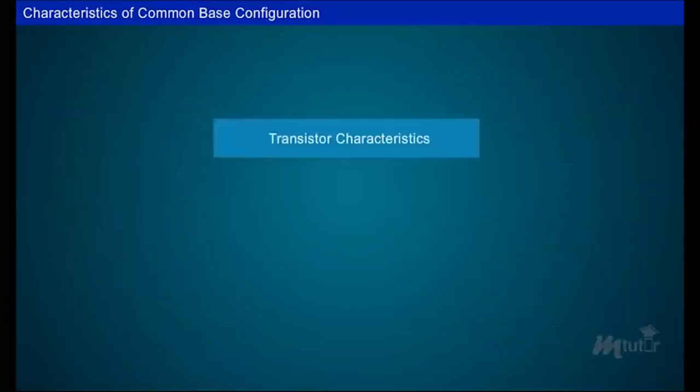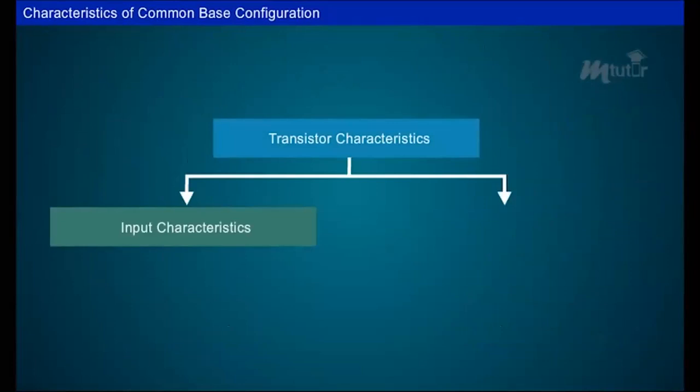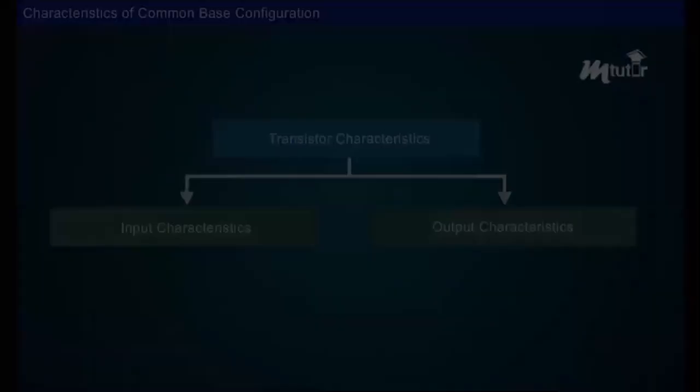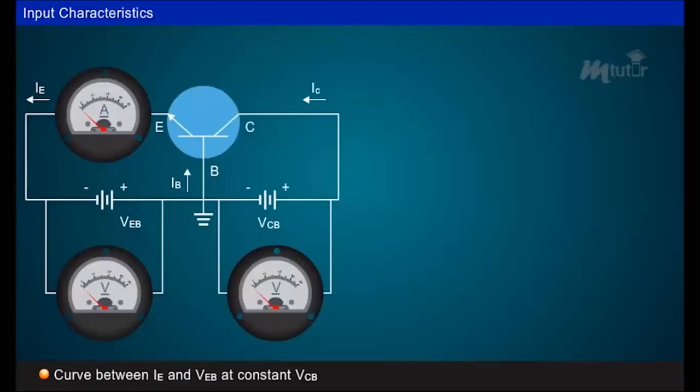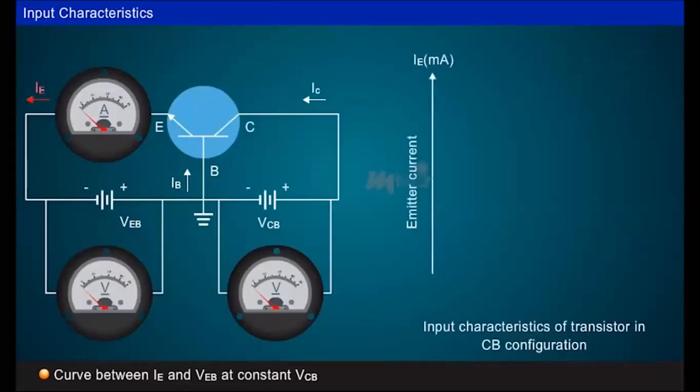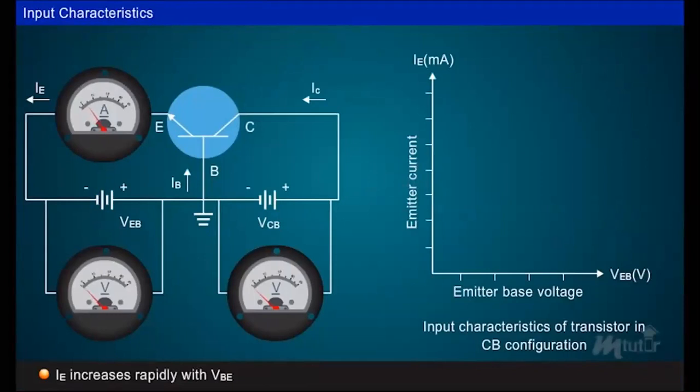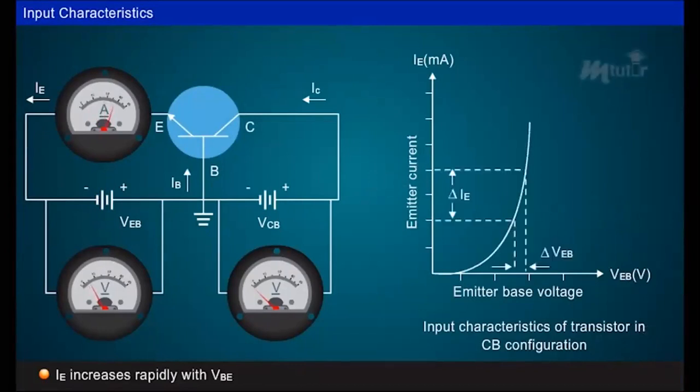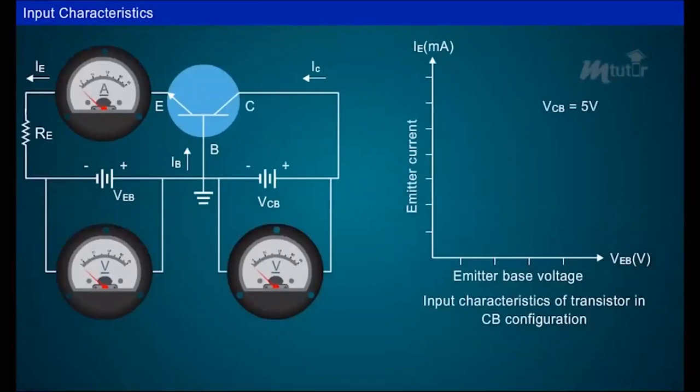The characteristics of transistor in any configuration are input and output characteristics. Input characteristics is the curve between input current IE, emitter current, and input voltage VEB, emitter base voltage, at constant collector base voltage VCB. After the cut-in voltage, the emitter current IE increases rapidly with small increase in emitter base voltage VEB. Now, let us plot the input characteristics for VCB is equal to 5 volts.